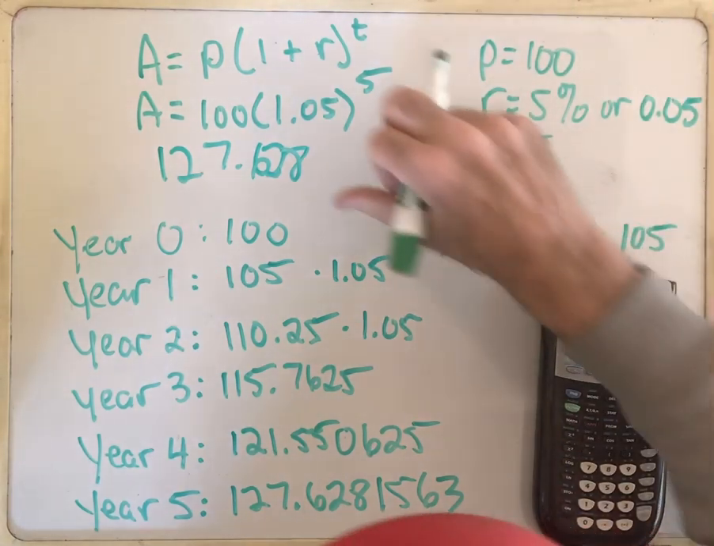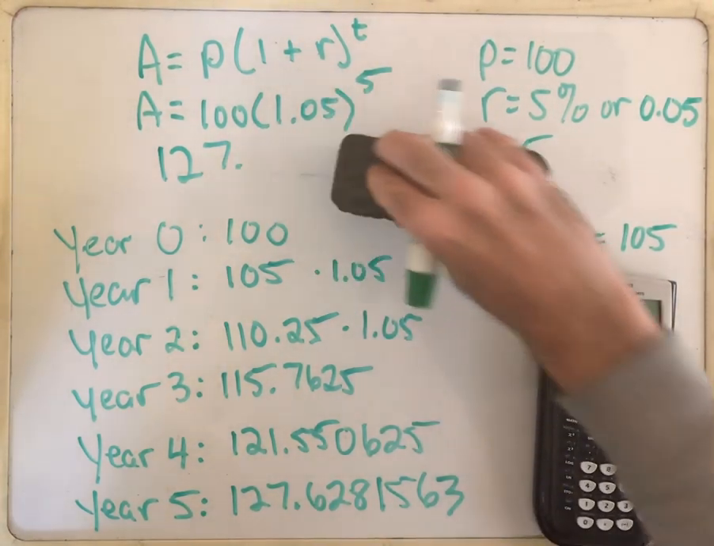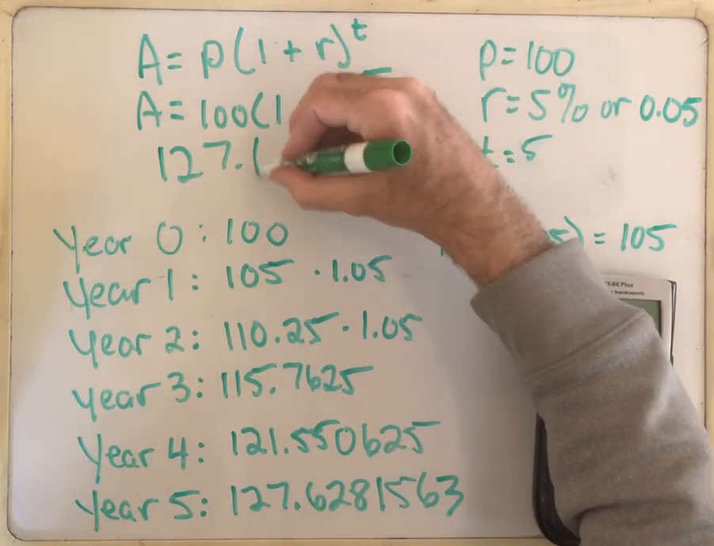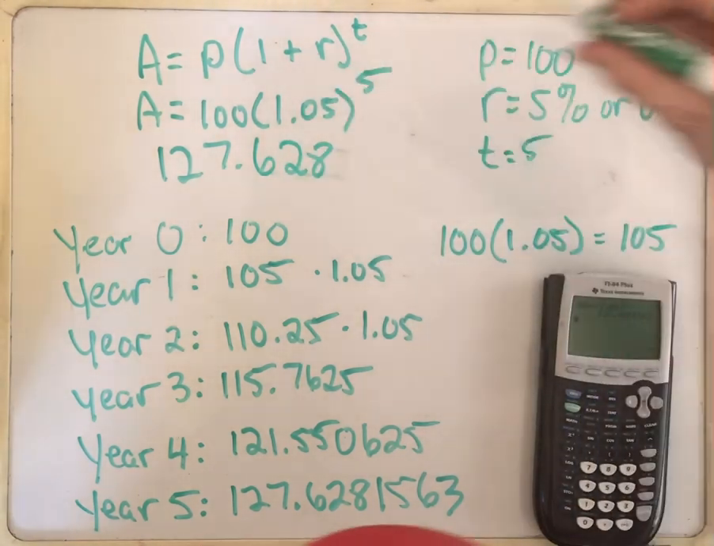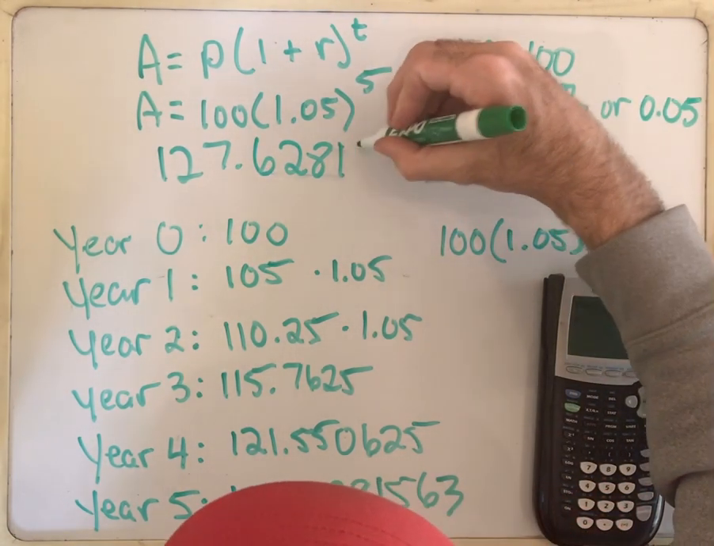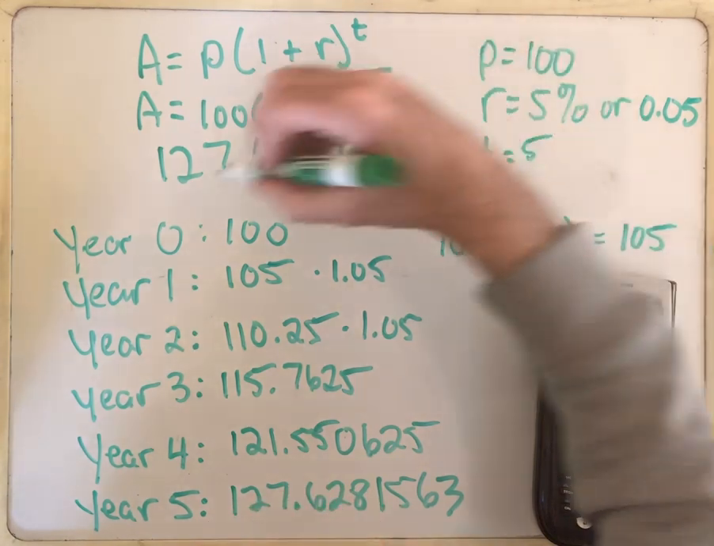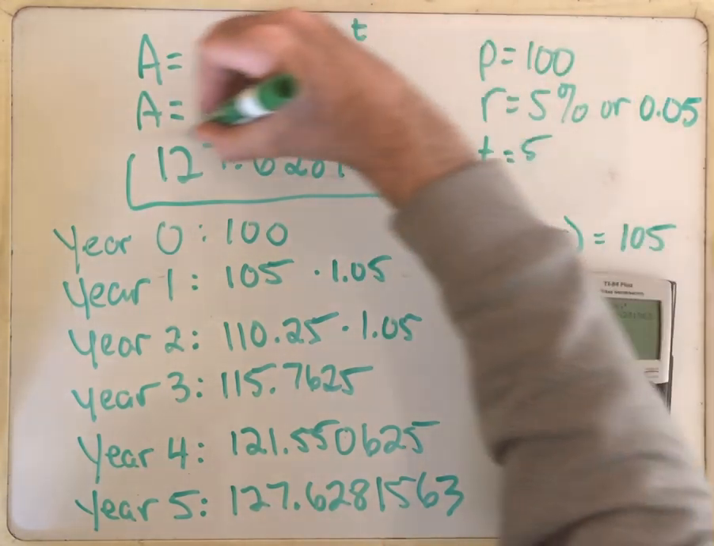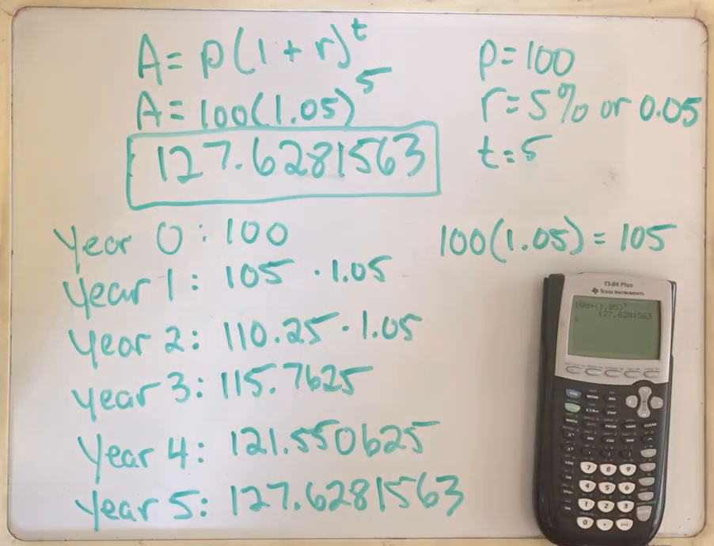127.6281563. I got the same number, heck of a lot faster than doing this calculation 5 times. That is how exponential growth works.